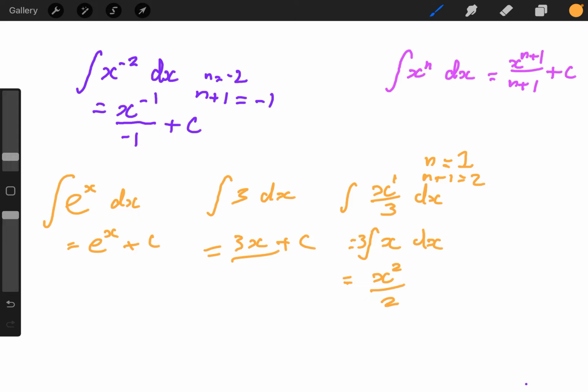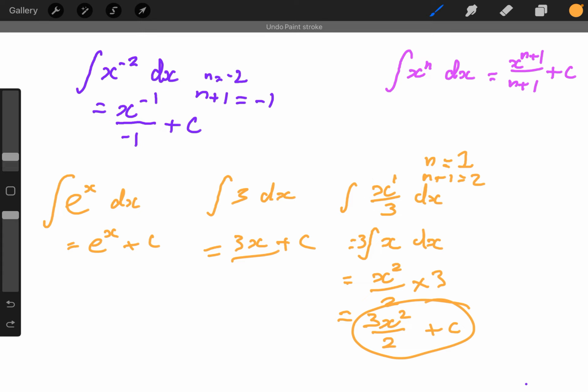And then times 3. So you get that, and you're not timesing the c, you just add it at the end, bro, don't worry about it. So that's the answer for that.